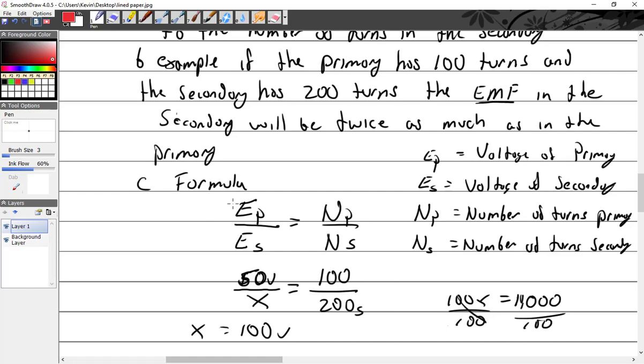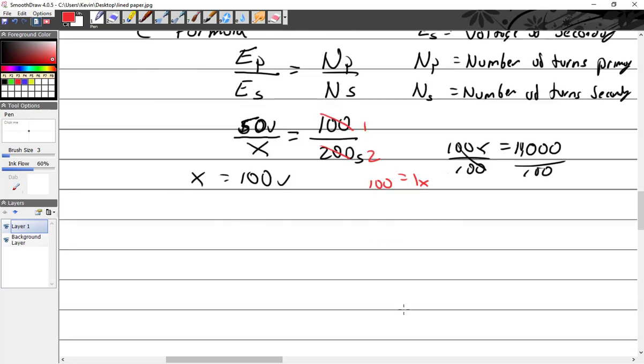Or I guess we could go like this. 100 goes into 100 one time, and goes into 200 twice. 50 times 2 is 100, and x is 1, so you can do it that way too. So 50 times 2 is 100 equals 1x. Whatever way you want to do it. Don't want to make it complicated here. All right, so that's how you can do something like that.